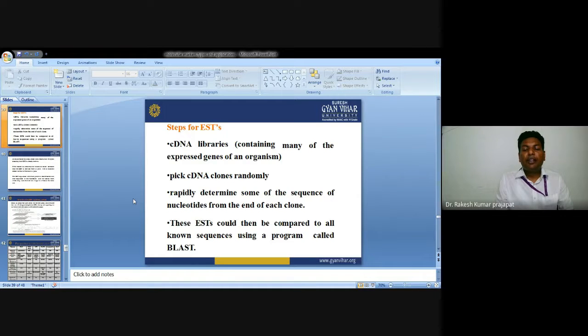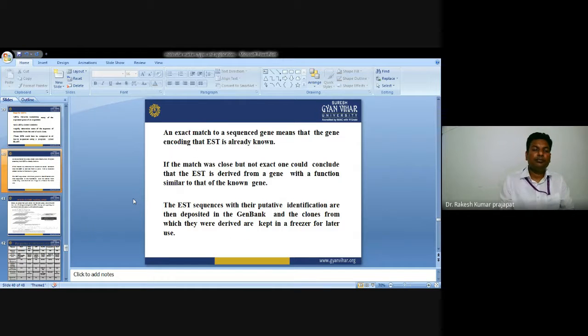These ESTs can then be compared to all known sequences using a program called BLAST. An exact match to a sequenced gene means that the gene encoding the EST is already known. If the match is close but not exact, we could conclude that the EST is derived from a gene with a function similar to that of the known gene. Then the EST sequences, with their repetitive identification approach, are kept in a gene bank, and the clones from which they were derived are kept for future use.